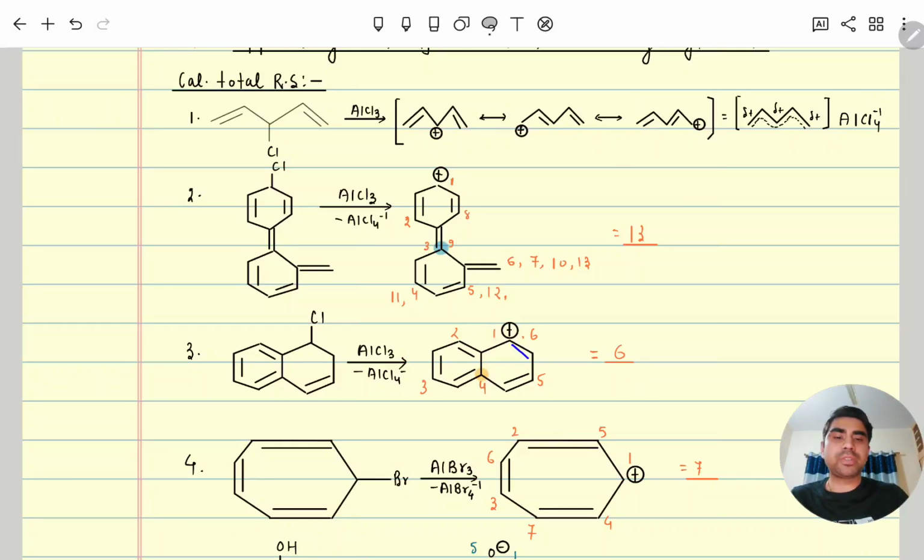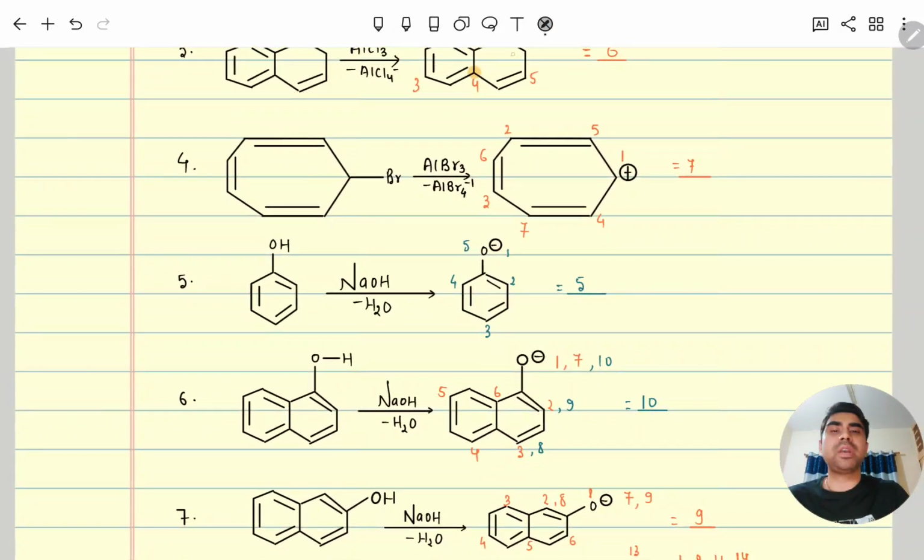So here positive, single, we cannot go this side, so we'll go this side only. So 1, then after 2, then after 3, then after 4, again you can see this is a bridge, then after 5, then after 6. From the bridge, since this direction is covered, we'll go this way. So from here, this one 6. So once again 1, 2, 3, 4, 5, and from 4 this side one 6. So total resonating structures 6.